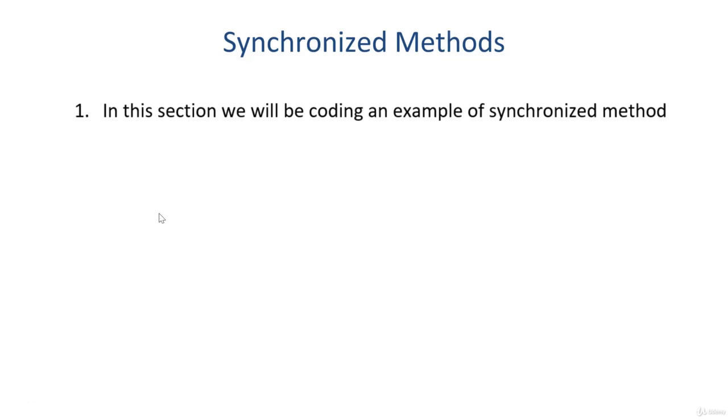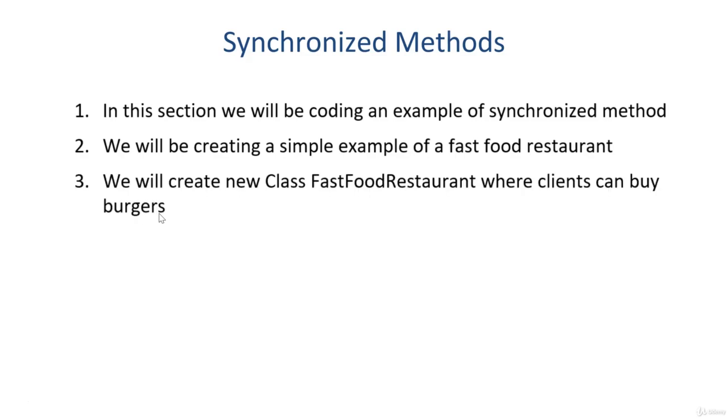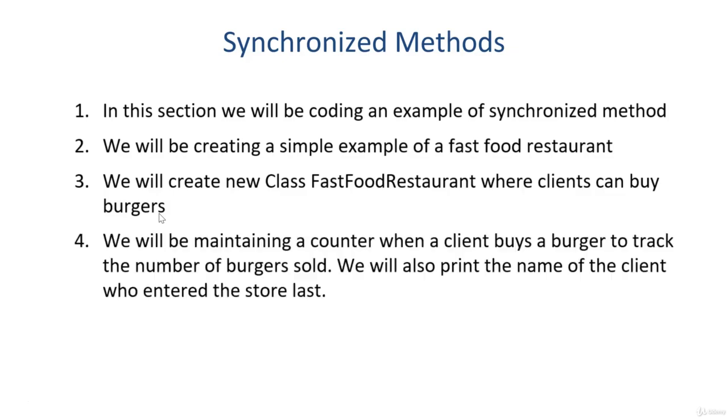In this section, we'll be coding an example of synchronized methods. We'll be creating a simple example of a fast food restaurant. We will create a new class, FastFoodRestaurant, where clients can buy burgers.